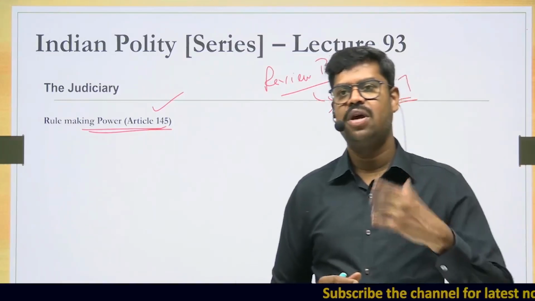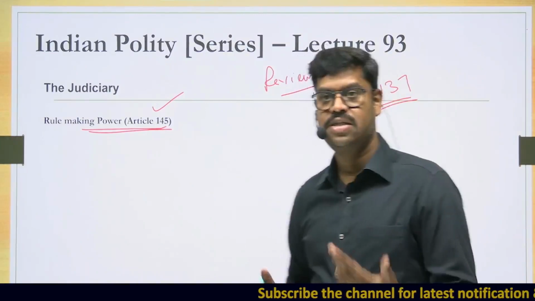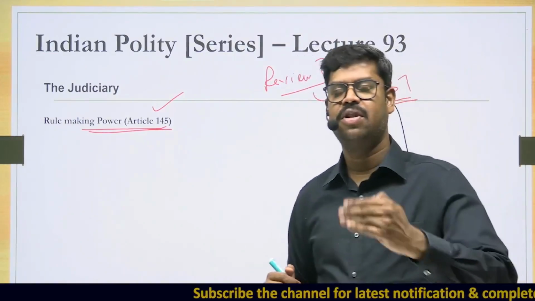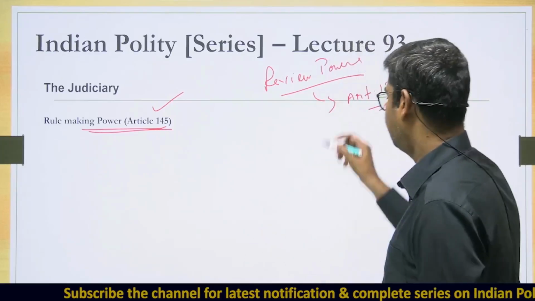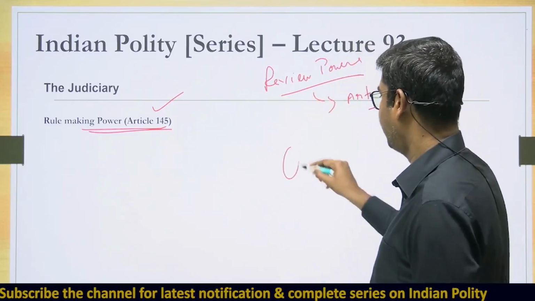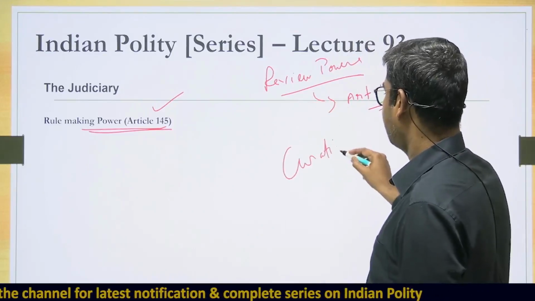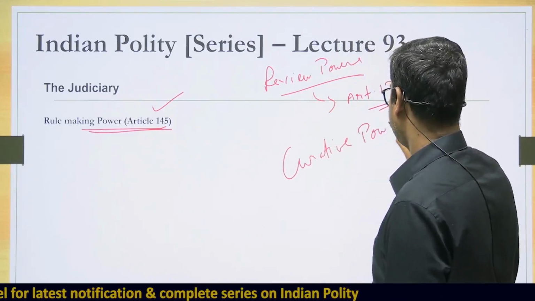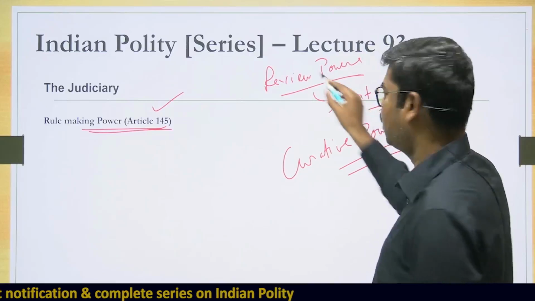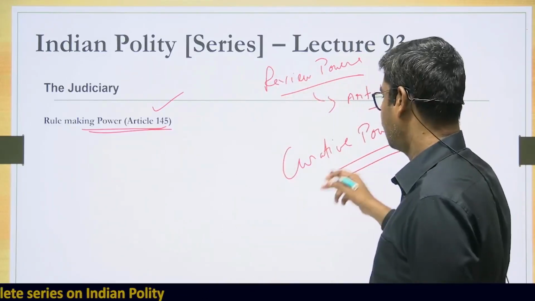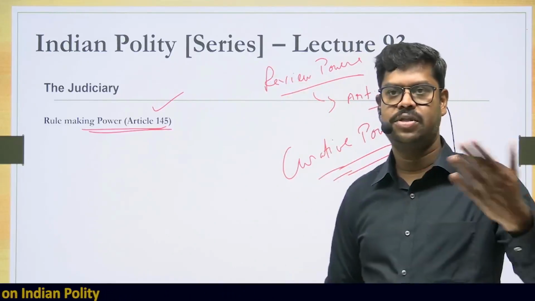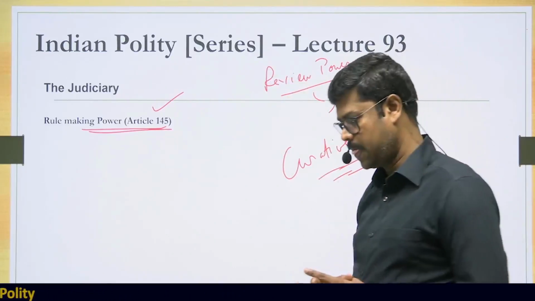Suppose even after the review, if the mistake still persists, note that for the first time after the order is passed, they can have a review. So even then, if the mistake persists, they also have what is called curative powers, where a curative petition can be filed. Under the review powers, a review petition can be filed by the affected party. Based on the curative powers, curative petitions can be filed by the affected parties.